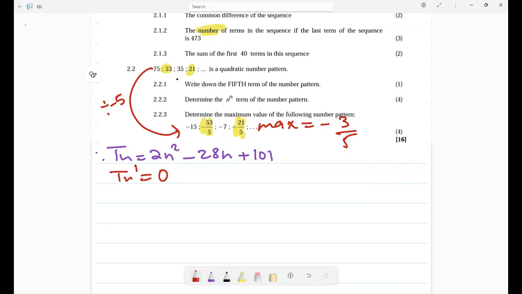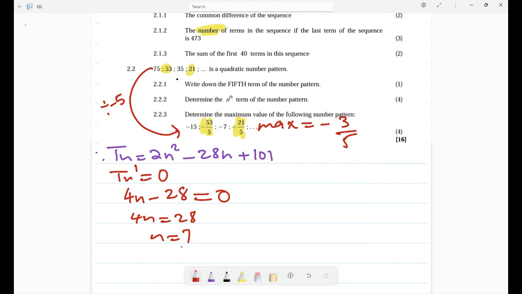Tn is 2n squared minus 28n plus 101. When you derive it, it's going to be 4n minus 28. Remember how this rule applies: 2 multiplied by 2 is 4n, then for the power 2, you subtract 1 from it, it's going to be 1. Hence we get 4n. In case you have forgotten, the derivative of a constant is 0. Therefore, 4n is equal to 28. Therefore, n is equal to 7.